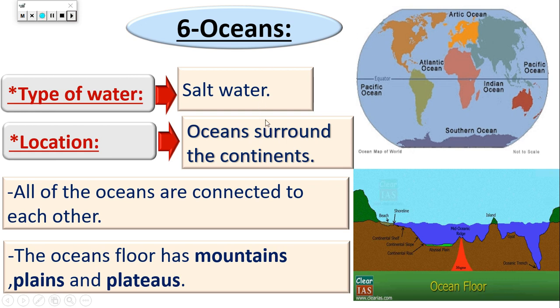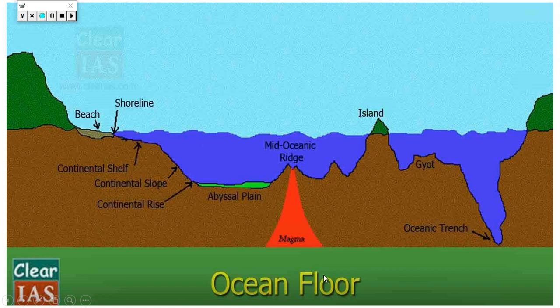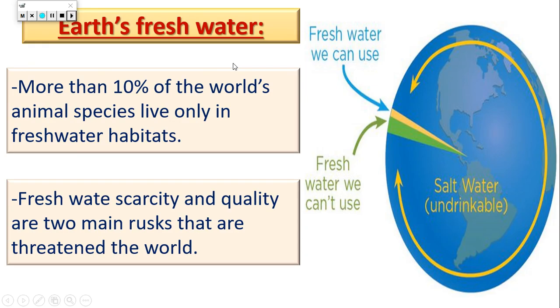The ocean floor has mountains, plains, and plateaus. As you can see, that's a mountain, and that's something smaller than the mountains called plains and plateaus, and that's abyssal zones that we took before, the very deep areas that the sunlight cannot reach. That's the deep ocean, or the deep saltwater ecosystem.